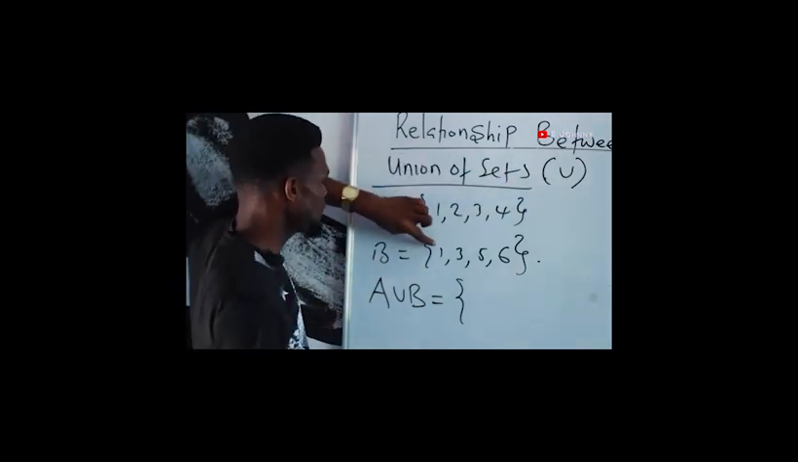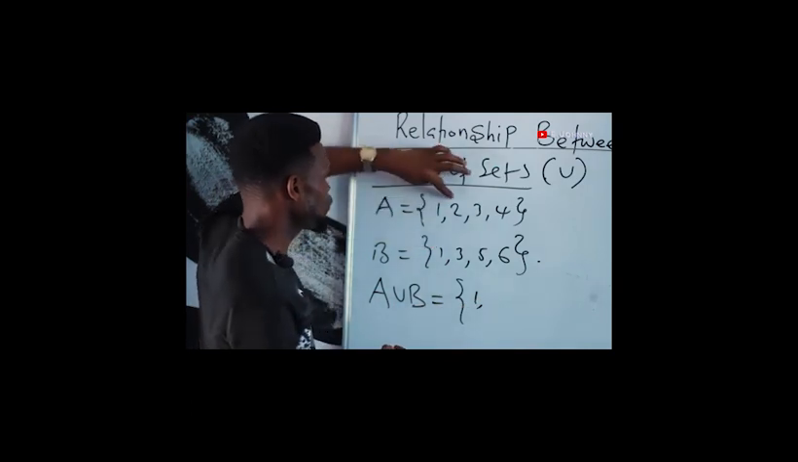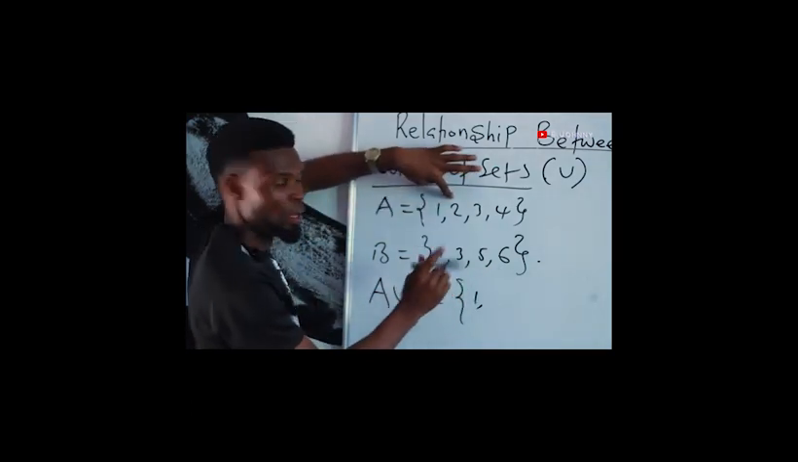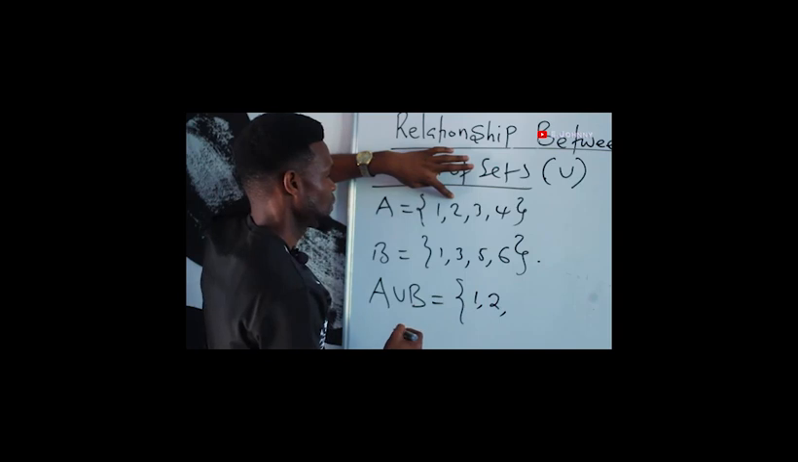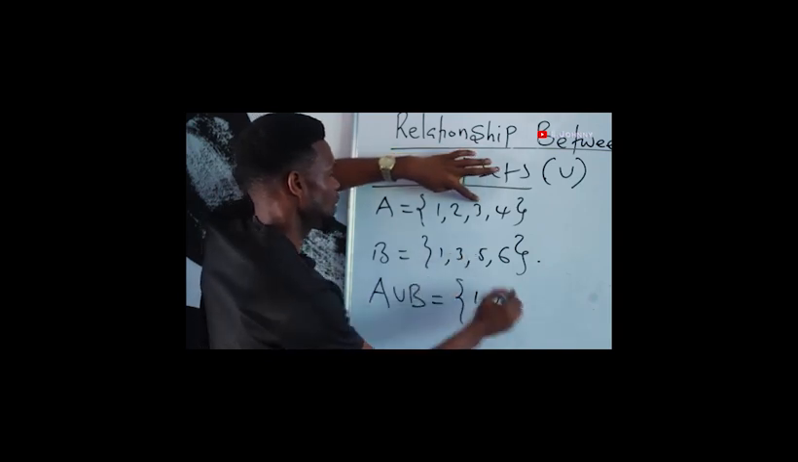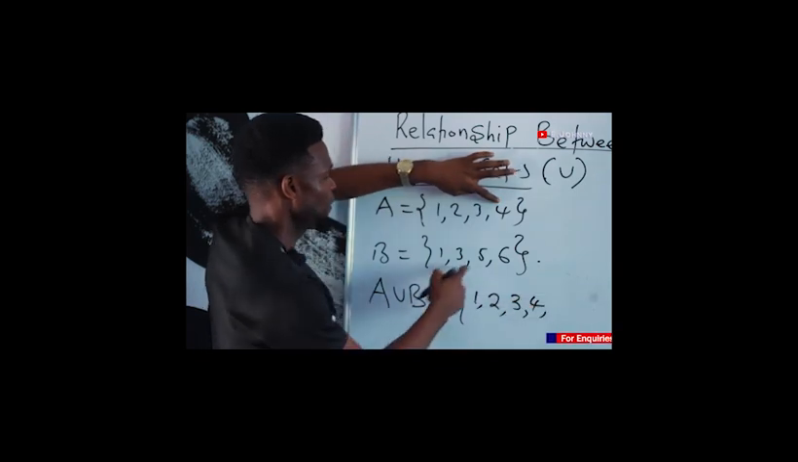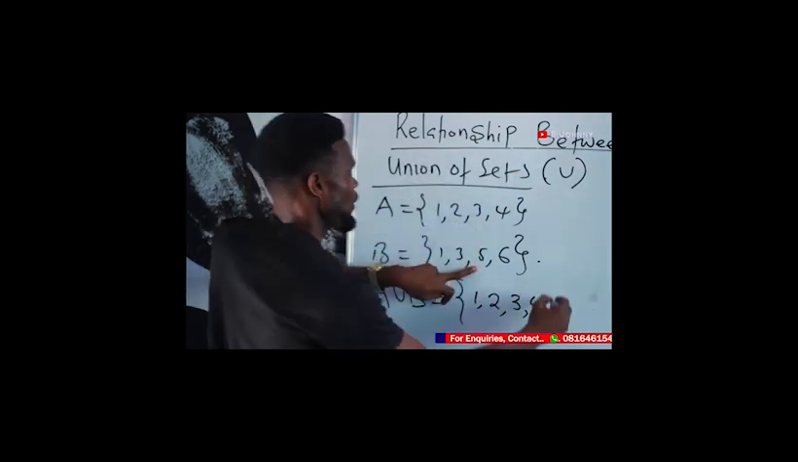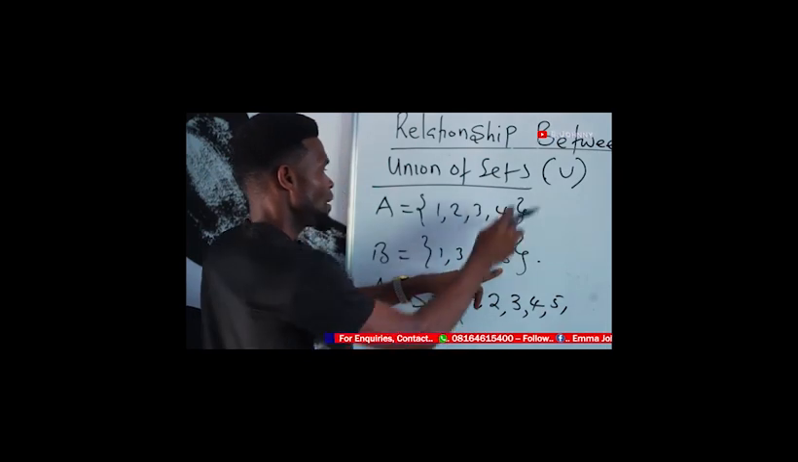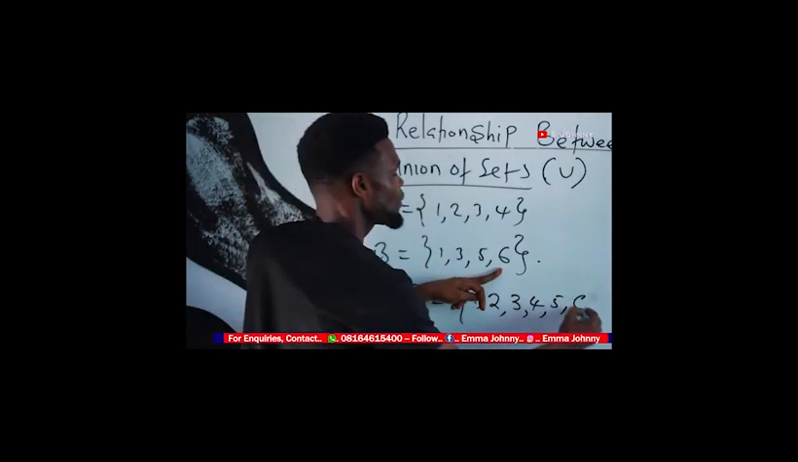So 1 is here, 1 is here, I'll pick 1. 2 is here, but there is no 2 here, I'll still pick 2. 3 is here, 3 is here, I'll pick 3. 4 is here, no 4, I'll pick 4. There is 5 here, even though there is no 5 here, I'll pick 5. 6 is here, even though there is no 6 here, I'll still pick 6.